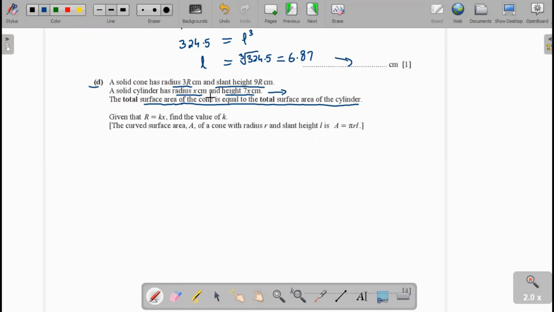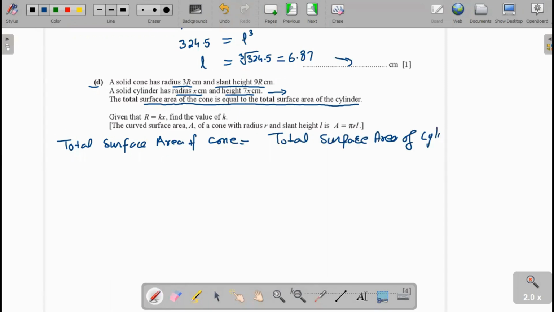A solid cone has radius 3r centimeter and slant height 9r centimeter. A solid cylinder has radius x centimeter and height 7x centimeter. Here the total surface area of the cone is equal to the total surface area of the cylinder. Now we write down the formula of total surface area of the cone.